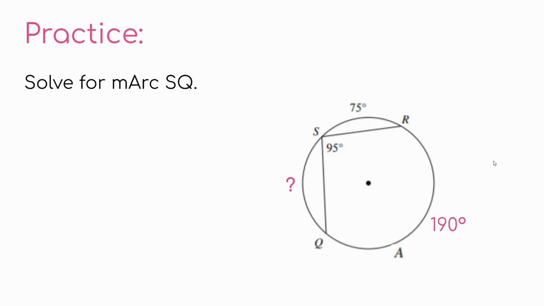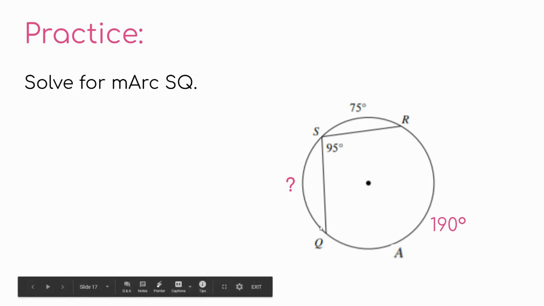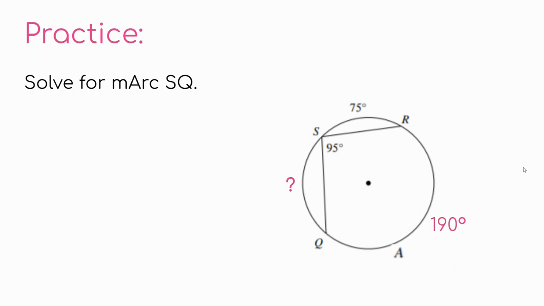And just like with central angles, we're going to be missing other parts of the circle as well. So we're missing this arc SQ. And we've got to be able to solve for all the missing parts. So using the information we have so far, try to find the measure of arc SQ.